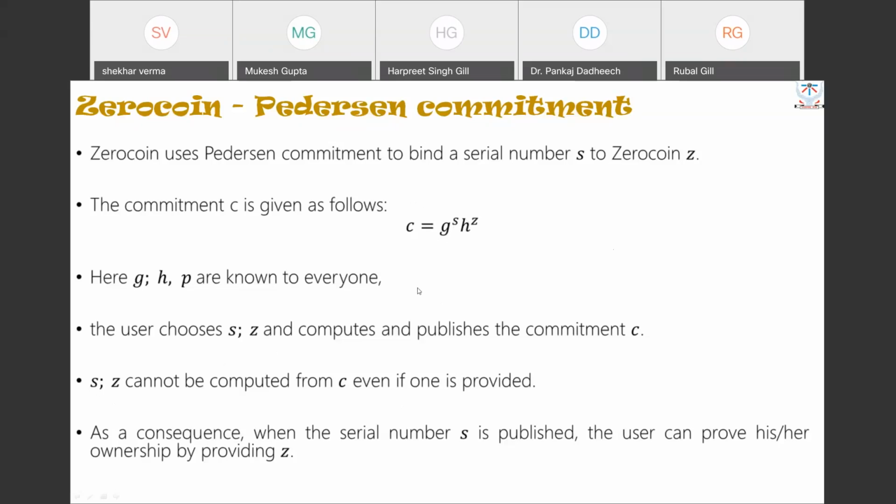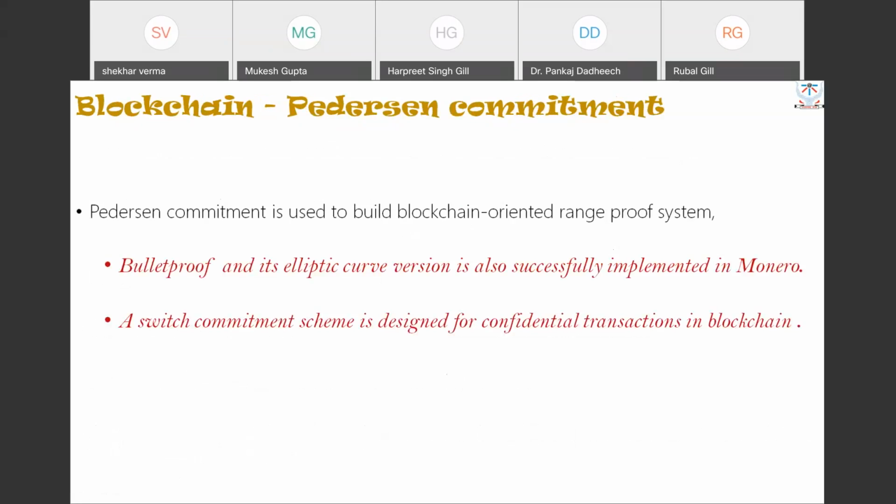So when the serial number S is published, the user can prove the ownership by providing that. So this is a commitment. This commitment, my friends, is used in Monero for the range proof. I tell you the range of the money I'm transmitting. And this is used for confidential transactions in a blockchain.